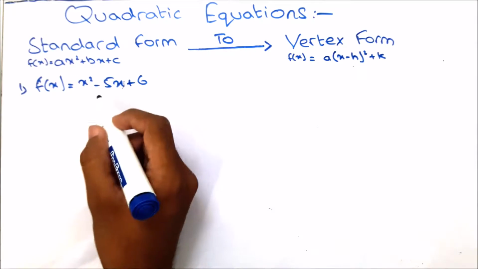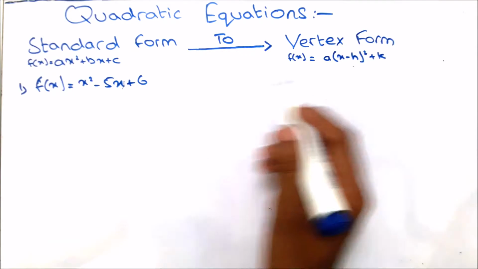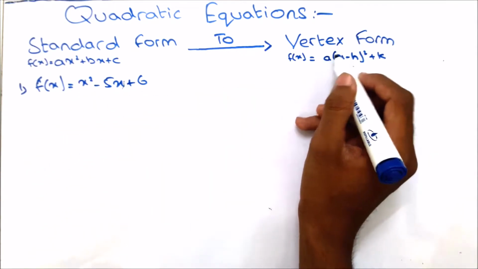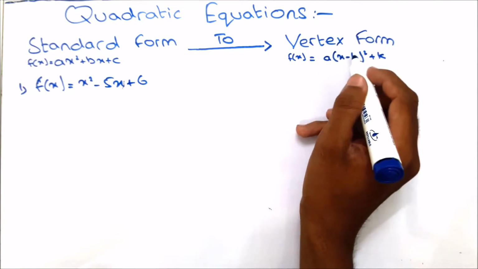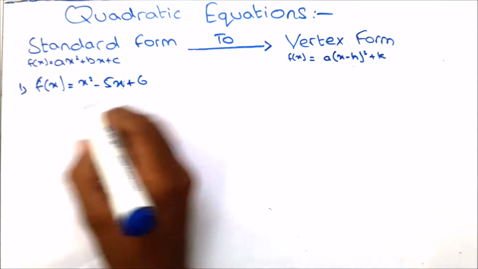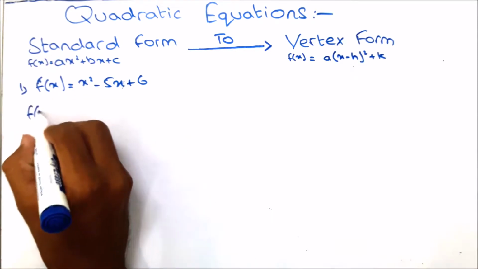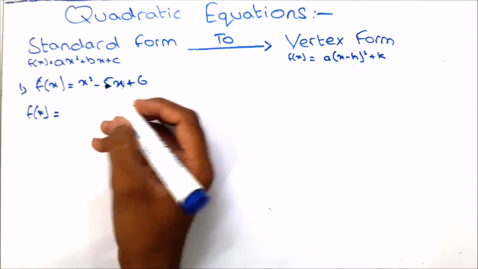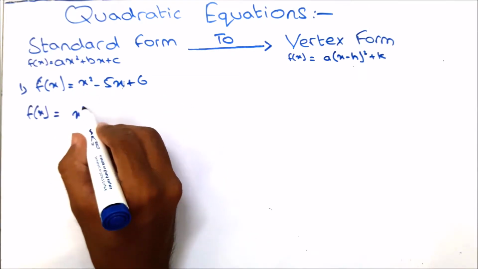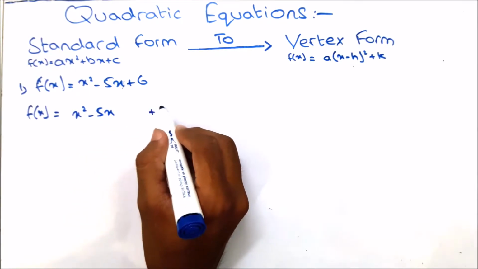Okay, that's in the standard form, x squared minus 5x plus 6, and we need to convert it into the vertex form. While starting, we need to have something outside the bracket, something in the bracket which is squared, and a constant outside the bracket. So what we do is we write f of x equal to x squared minus 5x, leave some space, and add 6.